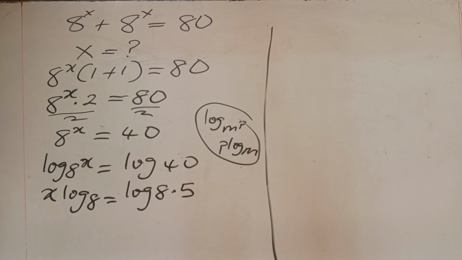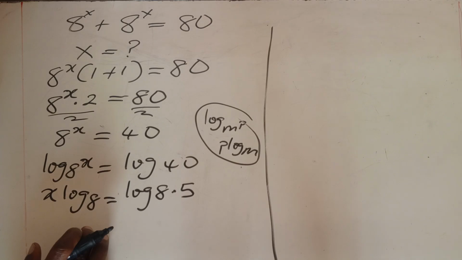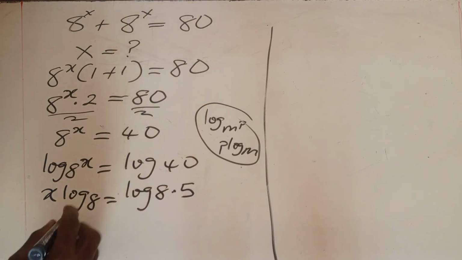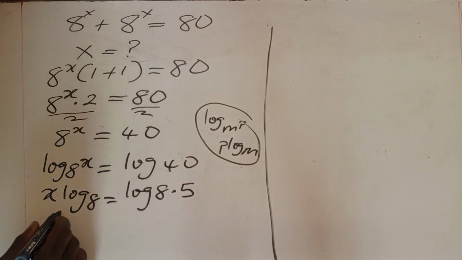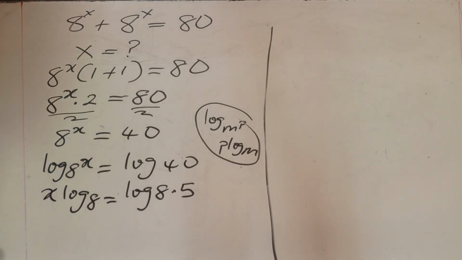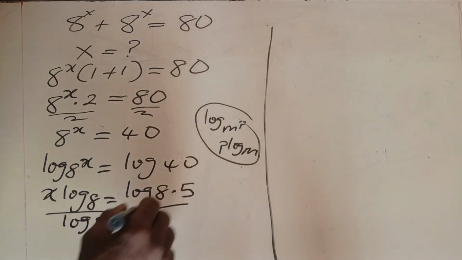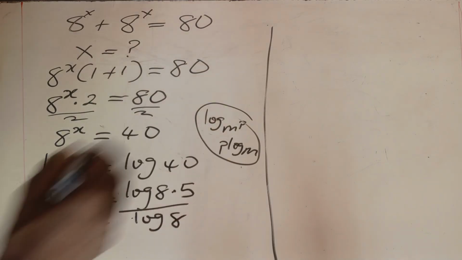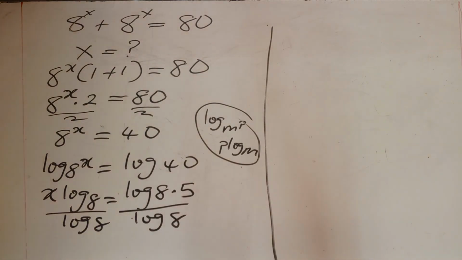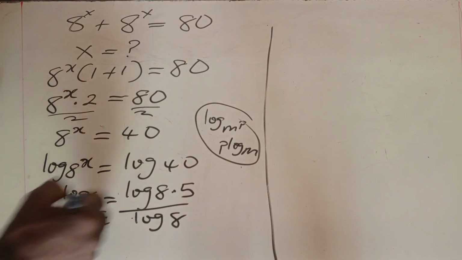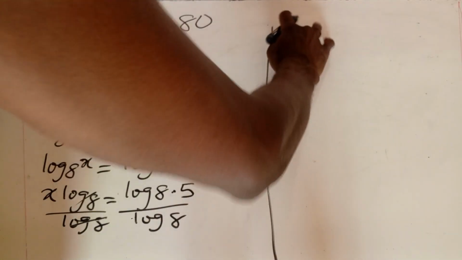Then, a careful step, we move further by saying we're going to divide both sides by log 8. We divide both sides by log 8 in this step so that we have the unknown on one side. When we divide both sides by the coefficient of x, this will be 1.